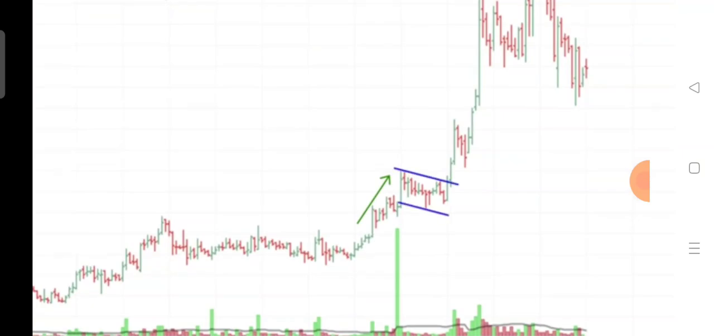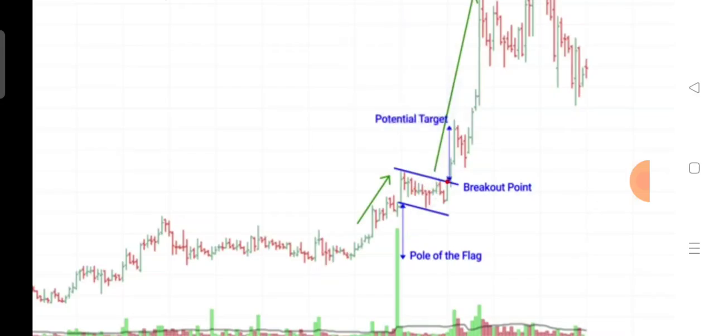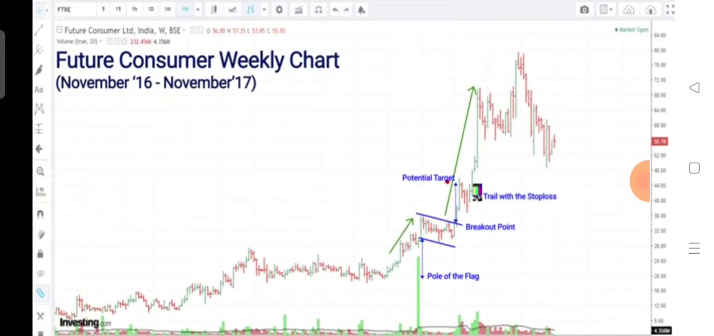And once it was breached, you can see how there was a swift up move, and if we had projected the length of the pole from the breakout point, we could get the potential target. The market moved beyond that also, but that was our potential target, and that's why I told you that you can book the entire amount of profit, or book part, or trail the stop loss.